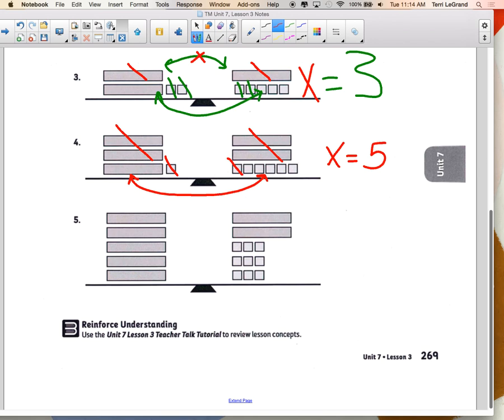Okay. How many x tiles can we cross out on both sides in this next one? 2. Yep, 2. These are going to go. How many unit tiles can we cross out? None. We don't have any unit tiles over on the left side, do we? So we're going to say, okay, well, let's see if our substitution is going to work then here. Do all of those substitutions look alike? So what does x equal? 3. X equals 3. Okay.